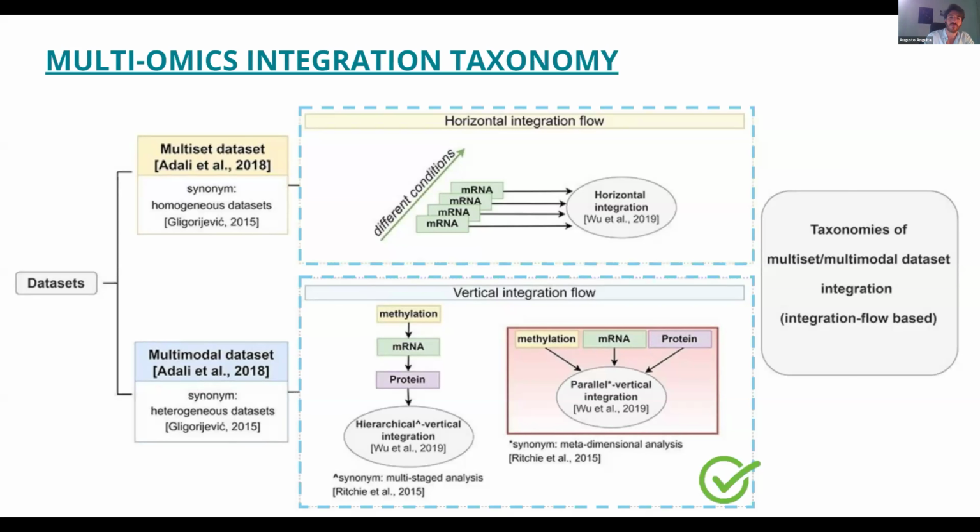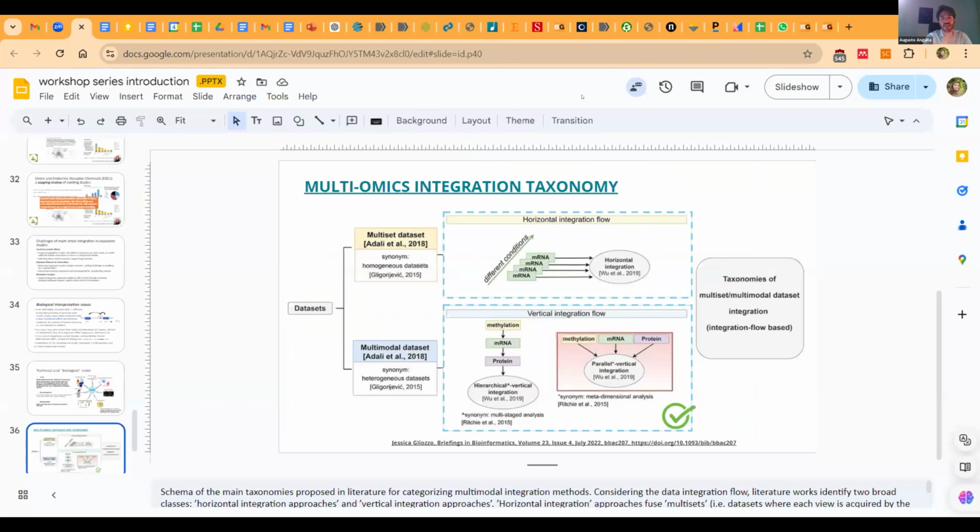The horizontal integration methods face the situation where we have multiple omics layers belonging to the same type of omics. So it will be the same nature, like, for example, gene expression, but we have multiple conditions, which could be different time points for the same individuals or different populations, and we want to assess the different effects across the different populations. On the other hand, we have the vertical integration approaches, which involve the analysis of different types of omics in different layers.